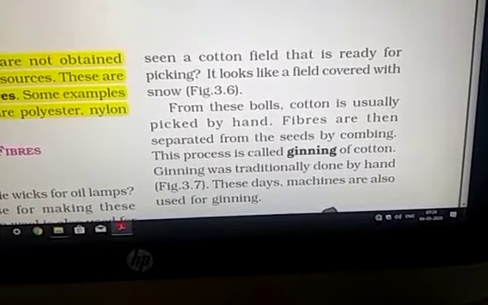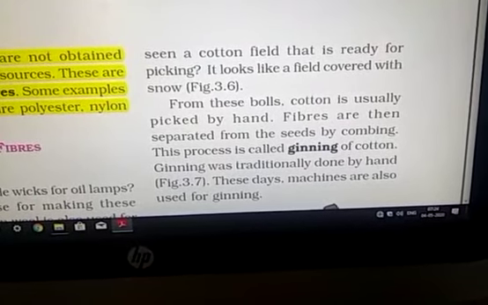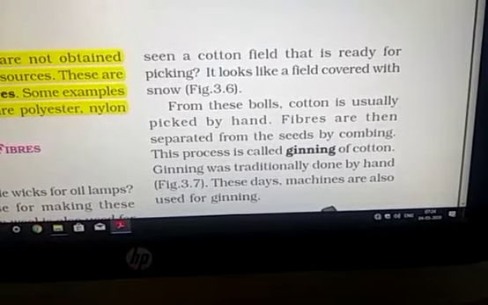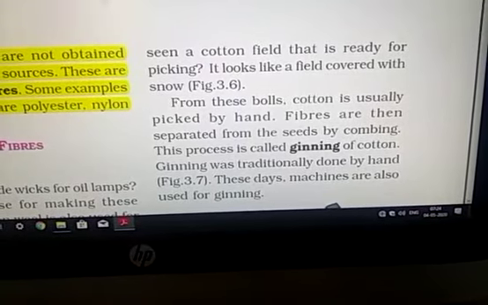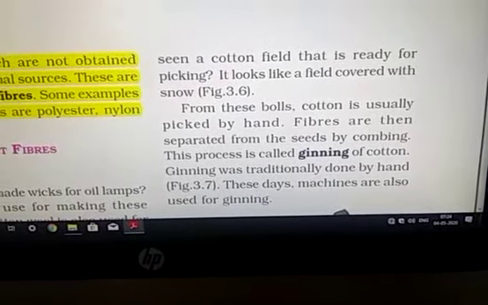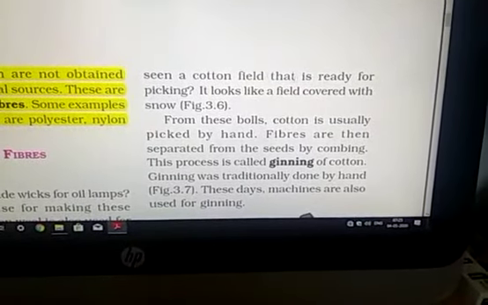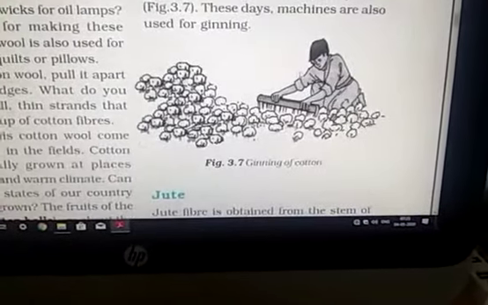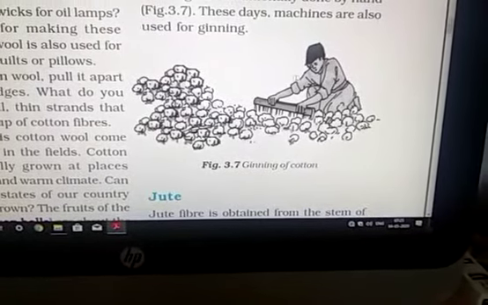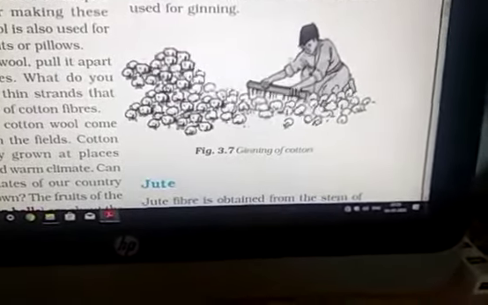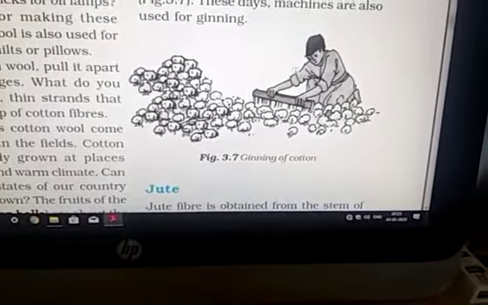Fibers are then separated from the seeds by combing, and this process is called the ginning of the cotton. Ginning was traditionally done by hands. These days machines are also used for ginning. So what is the meaning of ginning? Separating cotton fibers from its fruits is known as ginning, and we do that with the help of a comb. It can be done by hands or by machines.